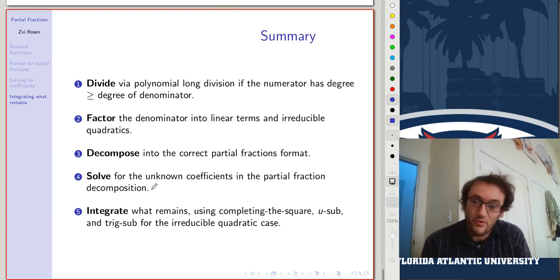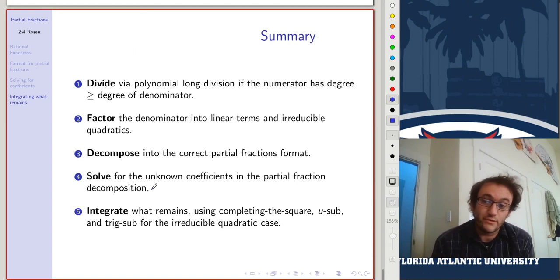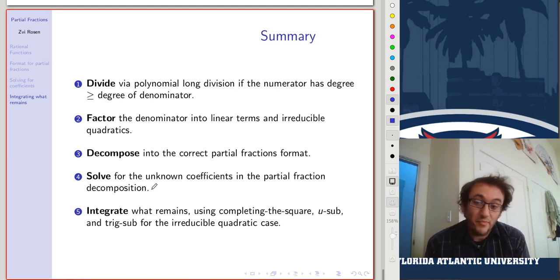So to summarize our approach to partial fractions, we start by dividing. Divide via polynomial long division if the numerator has degree greater than or equal to degree of the denominator. Then factor the denominator into linear terms and irreducible quadratics. Decompose into the correct partial fractions format. Solve for the unknown coefficients in the partial fraction decomposition, then integrate what remains using completing the square, u sub, and trig sub for the irreducible quadratic case. And that finishes up the long and twisted story of partial fractions.